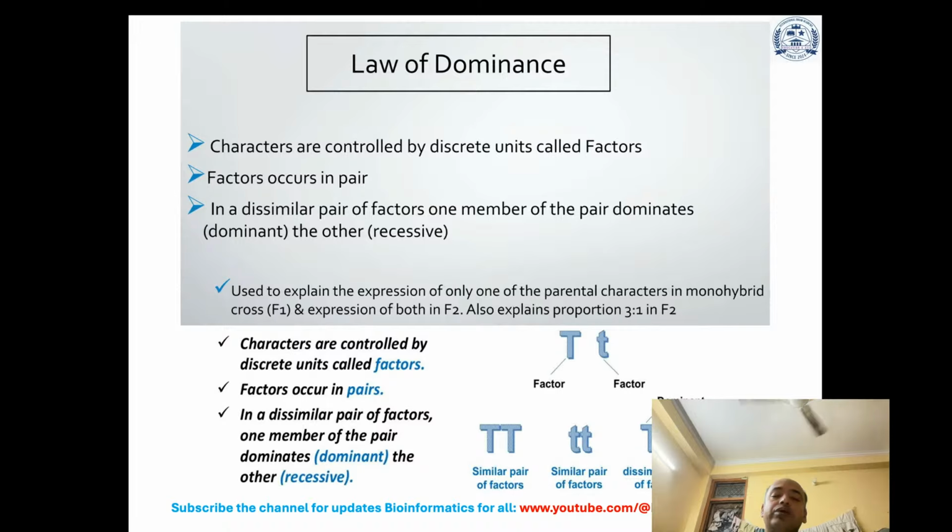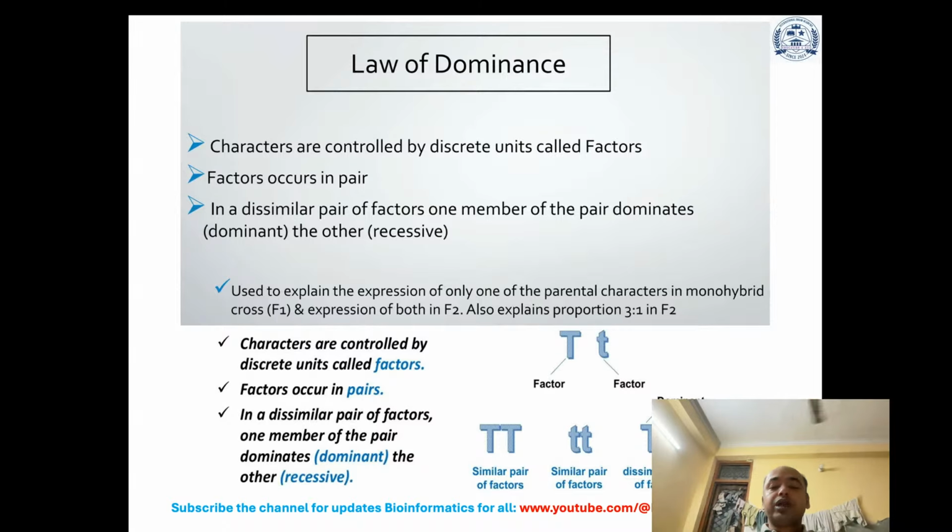So characters are controlled by discrete units called factors. The factors occur in pairs, and in a dissimilar pair of factors, one member of the pair dominates, that is the dominant, and the second is recessive, that is dominated or suppressed.